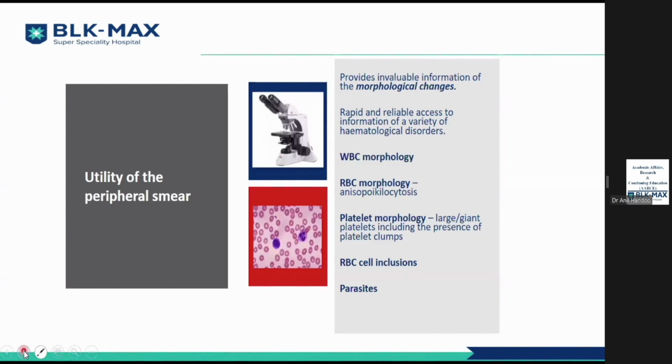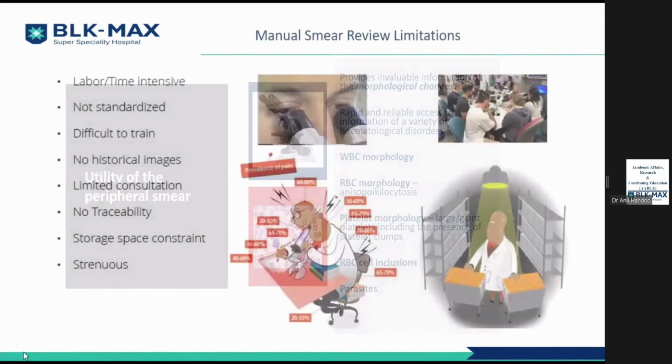So if you look at it, what are you getting? You're getting morphological information, both for RBCs and for the WBCs. And of course, you also look at the platelets. And you also would like to see whether there are any inclusions, any parasites, etc. All this is happening when you are sitting across on a microscope and reviewing a peripheral smear manually.